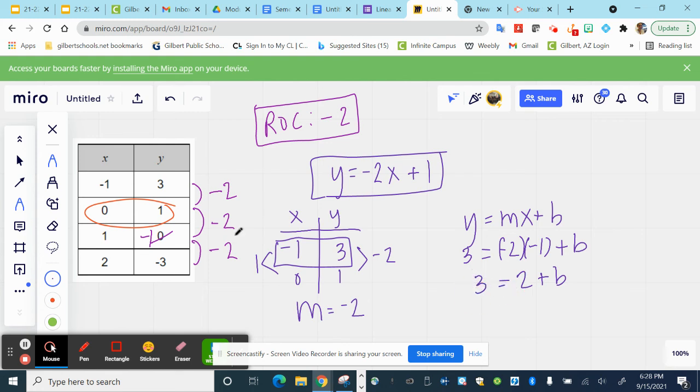And then if I want to solve for b, I have to get rid of 2 by using the opposite operation because it's being added. I'm going to go ahead and subtract. 3 minus 2 is 1, so I get a b of 1. So you'll see you get to the exact same answer: y equals -2x plus 1. But by knowing a few things about linear functions, you can make this process a lot quicker too to write the equation.